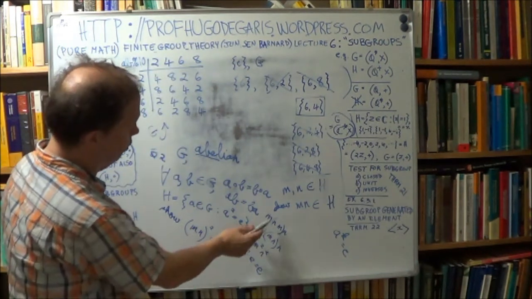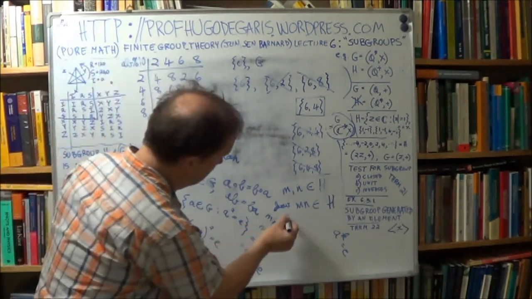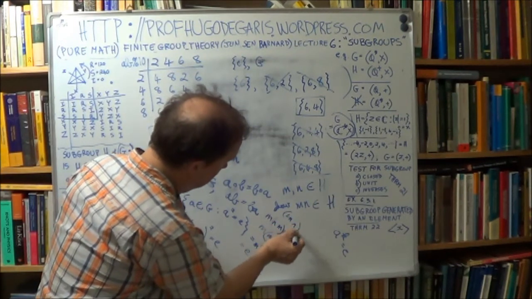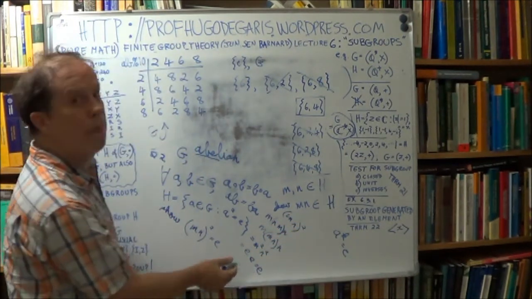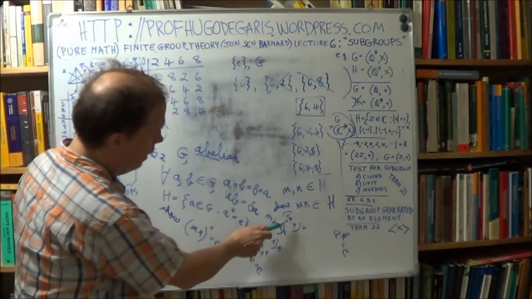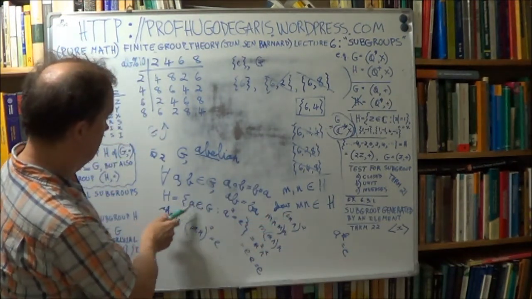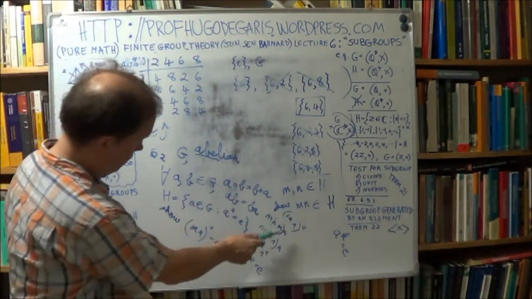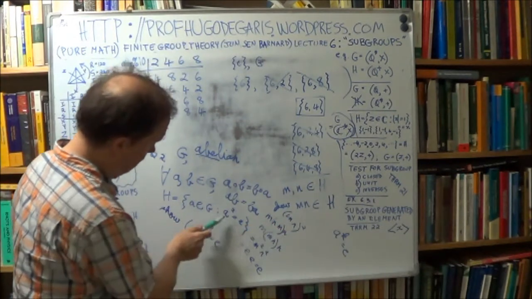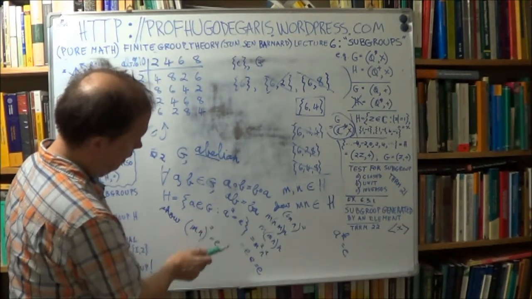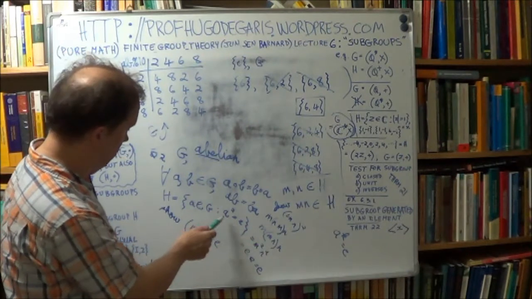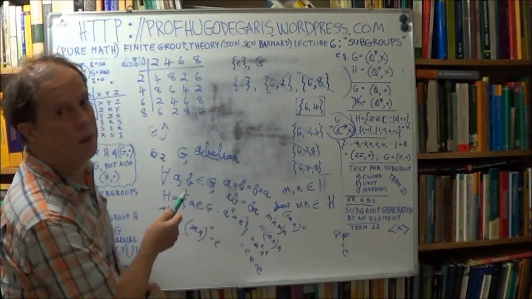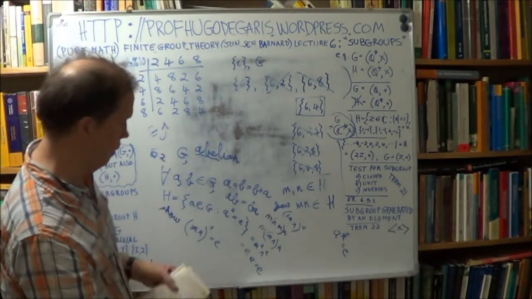So we've proved that (MN) squared is equal to E. And therefore, MN belongs to H, right? Because the square of it is E. So MN also belongs to H. Therefore, it's closed.